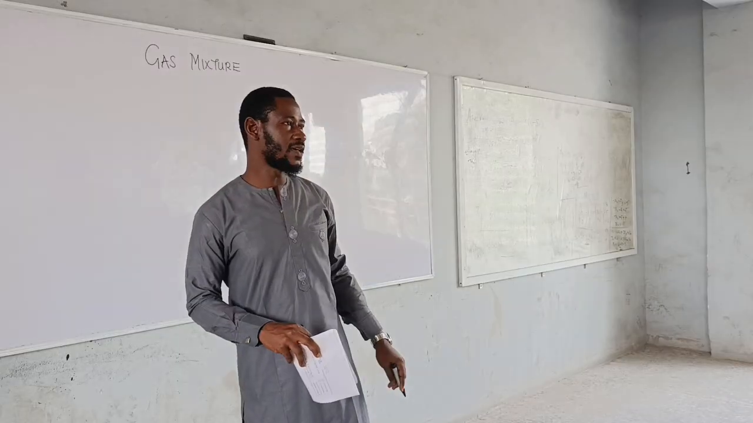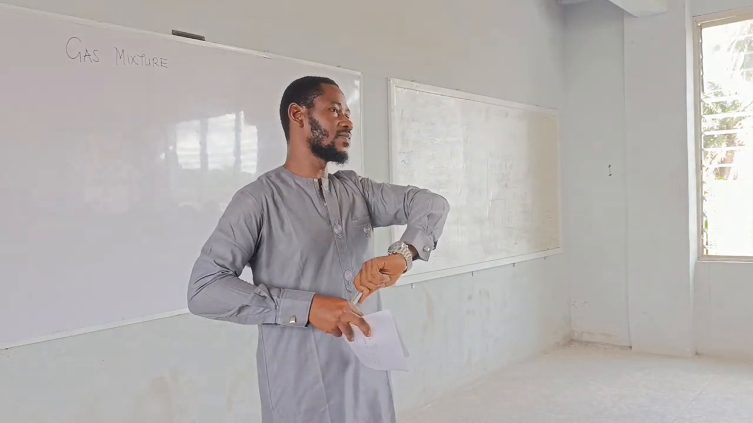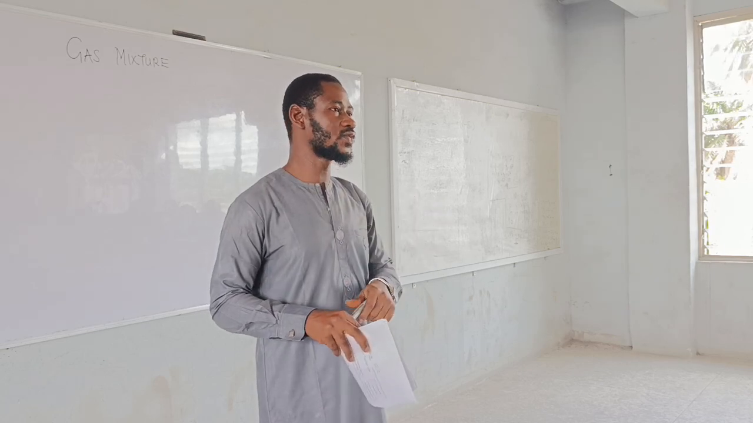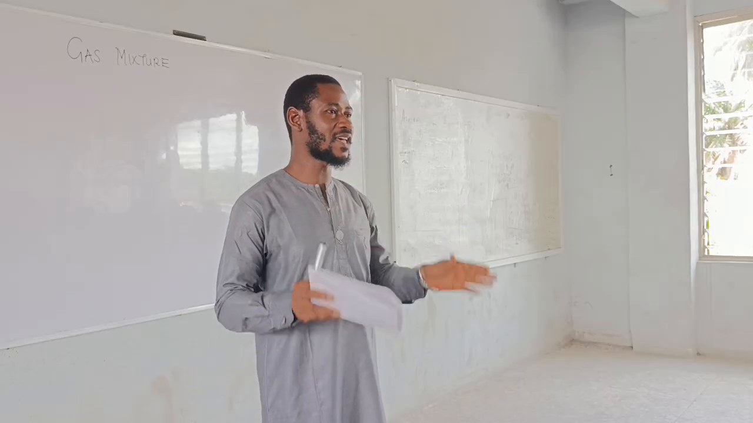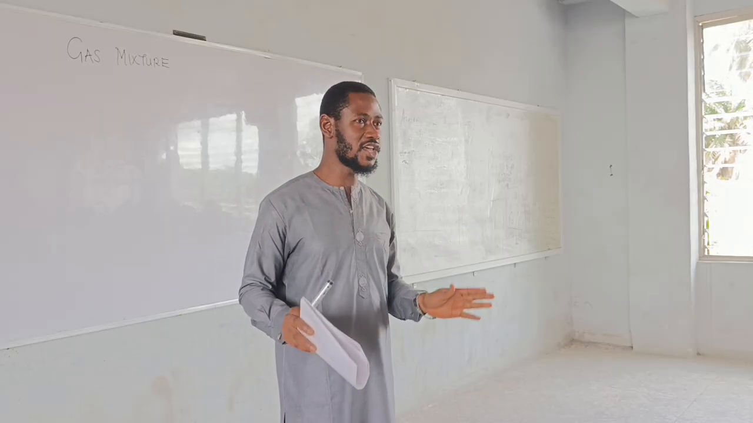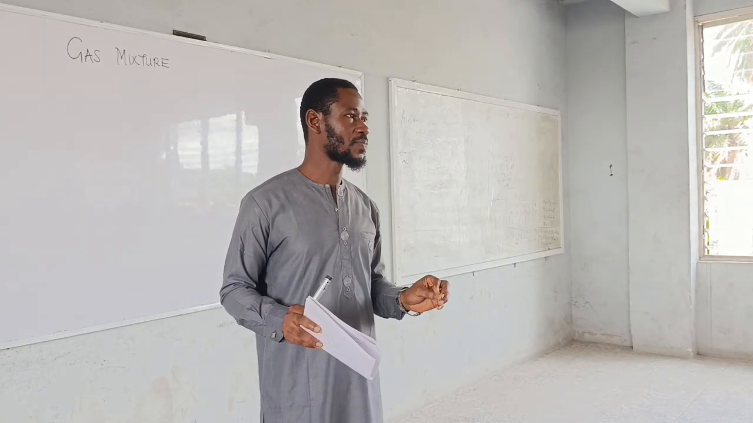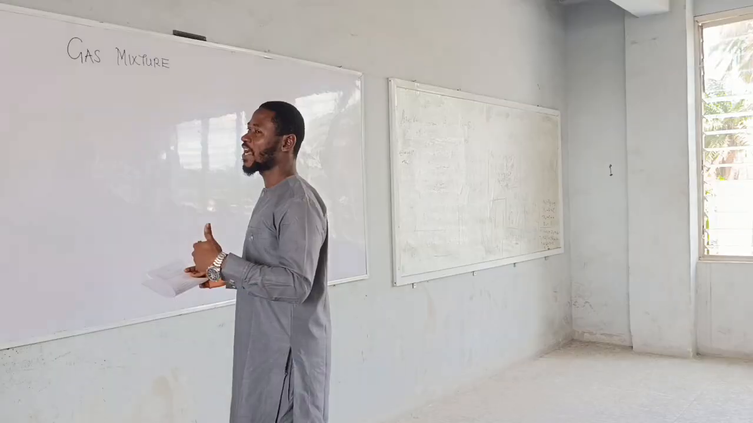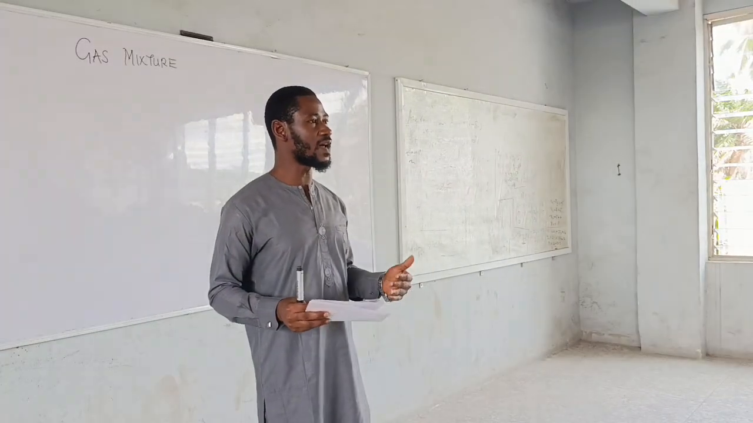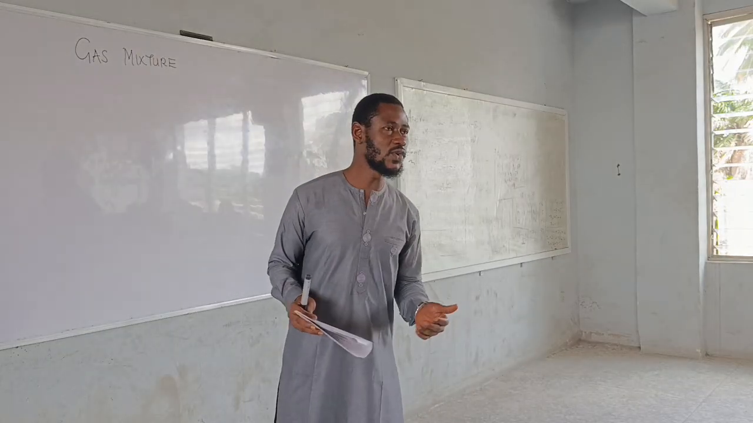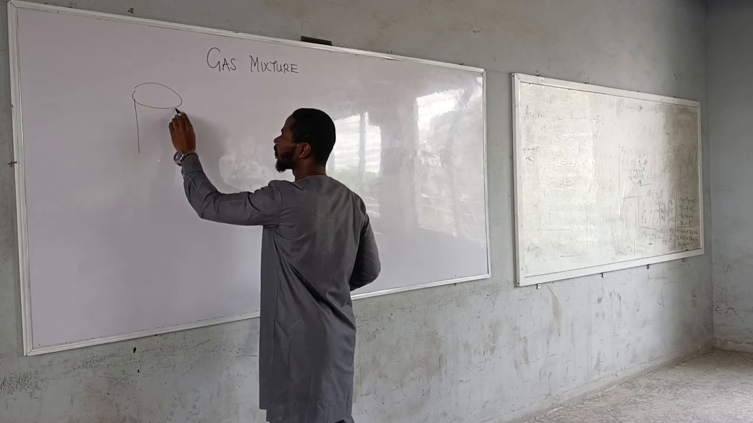What do we understand by the term gas mixture? A gas mixture is defined as a combination of two or more gases that do not react chemically but have the same volume. An example of a gas mixture is air. A mixture of nitrogen and oxygen, or a mixture of carbon and oxygen, can give you a mixture. Let's look at a schematic illustrating this.